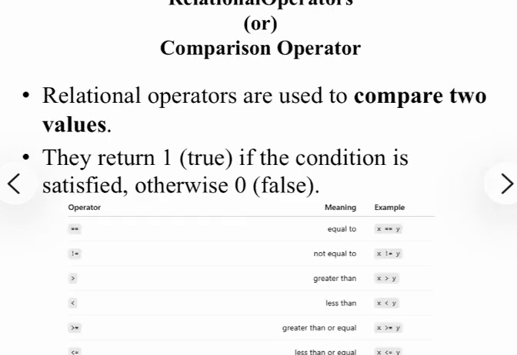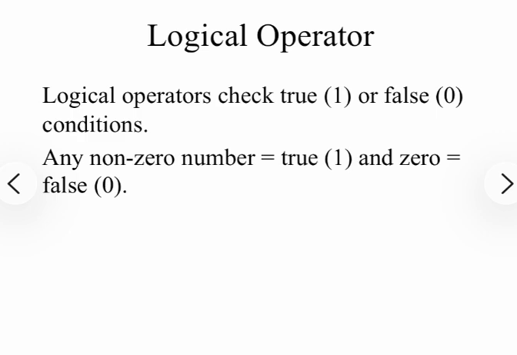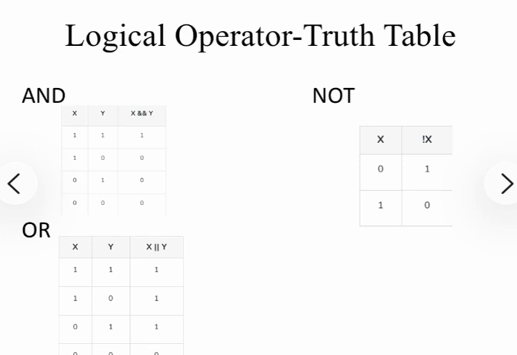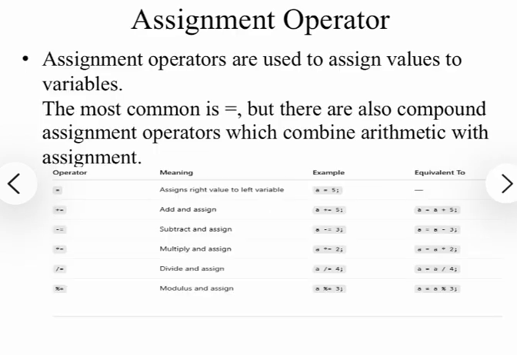And relational operator. A relational operator can be called a comparison operator. It compares two values and gives whether the condition is true or false. If the condition is true it returns 1, otherwise the condition is false. Here is the example for the comparison operators. Logical operator checks the condition true or false. It works using the truth table with and, or and not. Here is the example for the logical operator.